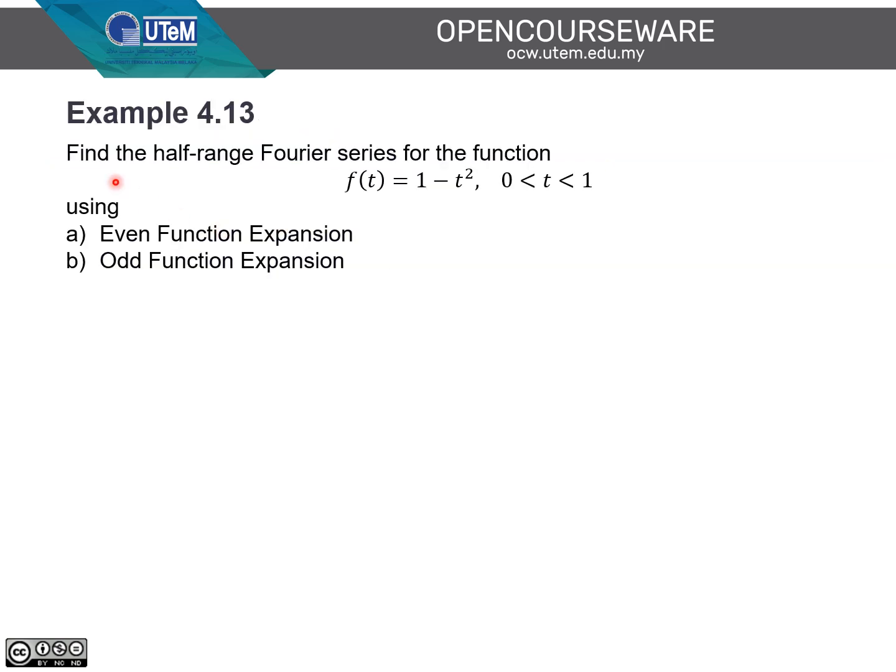The question is, find the half range Fourier series for the function f(t) equals 1 minus t squared, t from 0 to 1. It's a half-range function where the function is given within the interval t from 0 to 1. Therefore, from the question, we know that L equals 1.